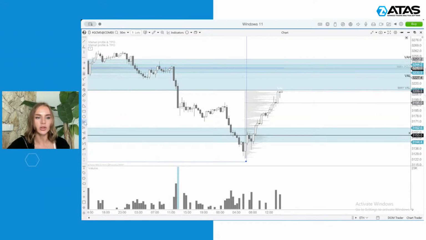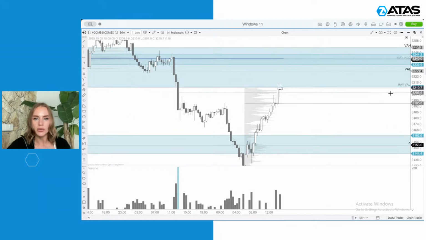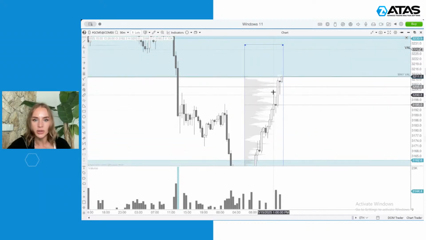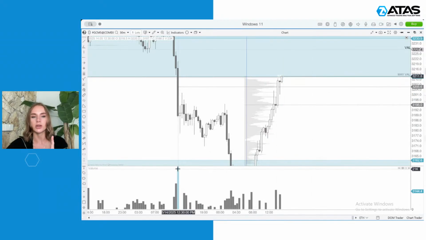I'm going to use my market profile and TPO to find out where exactly in this candle this volume was traded. I will find out that the point of control of it is 3205.6, which is, as we can see, where the price reacted here, and even here. It broke through it, it retested it. This is extremely important because I know that in this candle, we had a very significant volume traded.